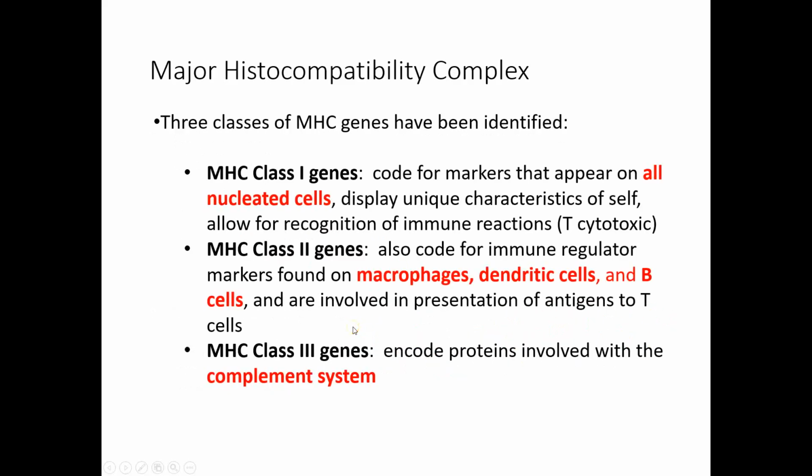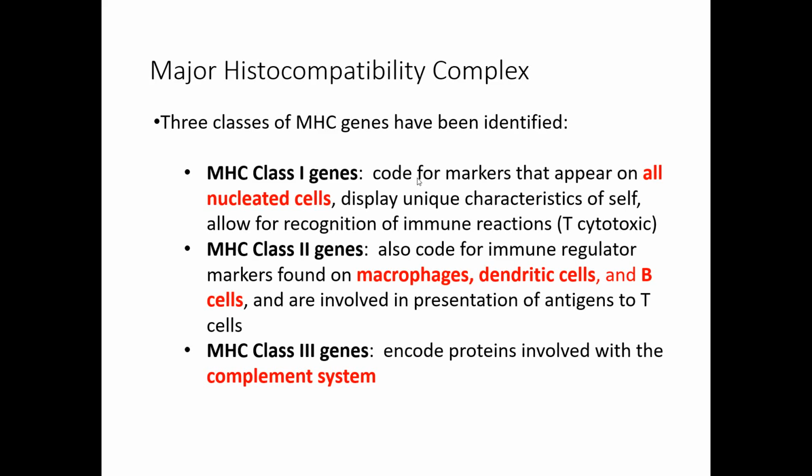There are three main classes of MHCs, and those are all going to be by their own gene. So let's look first at the MHC class 1 genes. These are going to code for markers that appear on all nucleated cells, and they're going to help present intracellular antigens to cytotoxic T cells. Remember, intracellular antigens are those that come from within the cell. It might be a virus, it might be cancer cells, and they're going to be displayed to cytotoxic T cells.